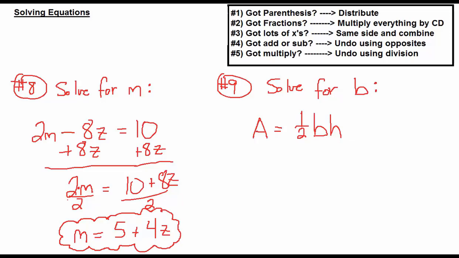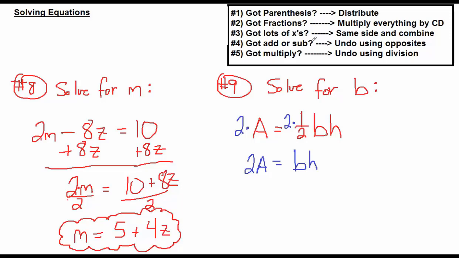Question number 9. I'm going to do a different color here. We got to solve for b. So let's go down my 5 GOTS process. Parenthesis, no. Fractions, yes. Uh-oh. We've got a 1/2 here. Anytime we've got fractions, we need to multiply everything by the common denominator. So I'm going to multiply this by 2 and this by 2. We're multiplying everything by 2, each term by 2. So when we do that, we're left with 2a. Here, the 2 times 1/2, that just cancels out. And so we're left with bh.